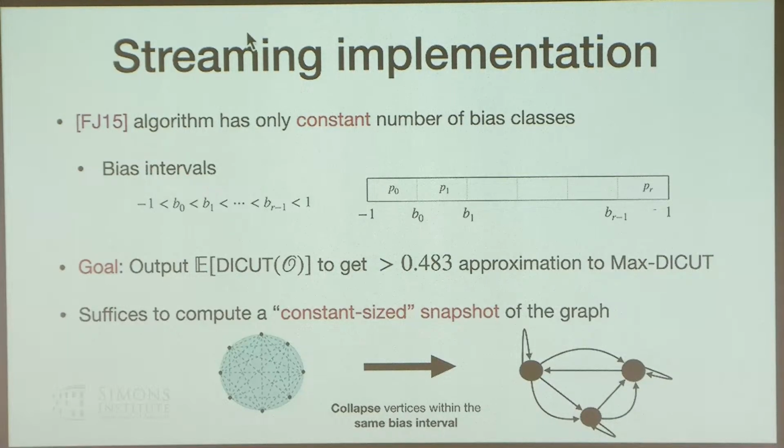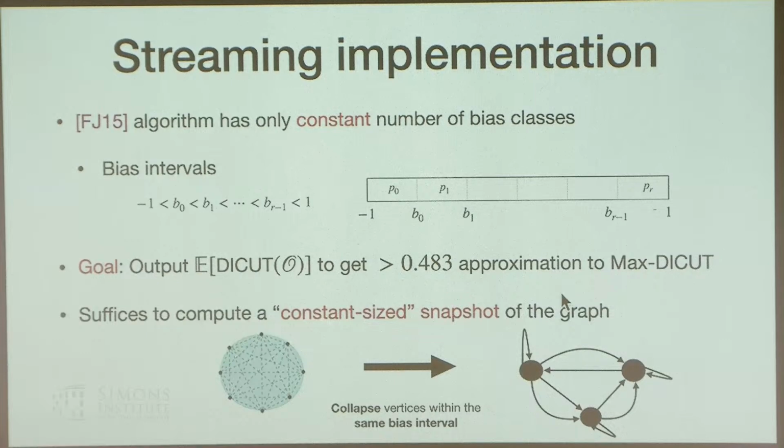And this is sufficient because, how do you output this expected die-cut value? You want to compute for every edge the expected probability that this edge belongs to the die-cut. That is only a function of the rounding probabilities for the endpoints, which in turn only depends on which bias intervals they belong to. So all you really need is to compute your bias intervals and then look at the number of edges that go from one bias interval to another. That's all the information you need to compute the expected die-cut value. Okay. All right. So now our entire goal boils down to computing this snapshot of the graph, which is just a constant size object.